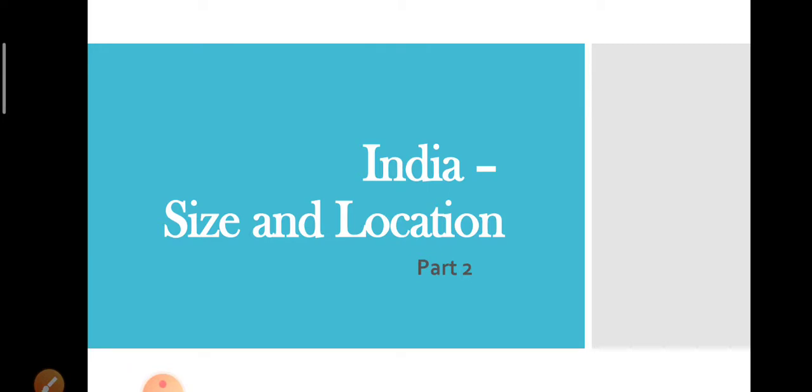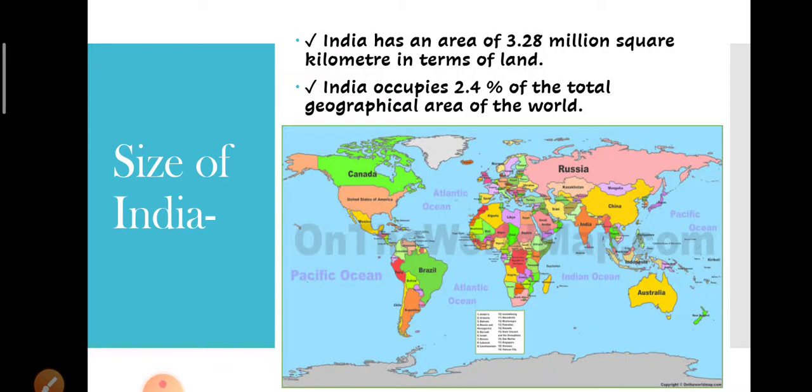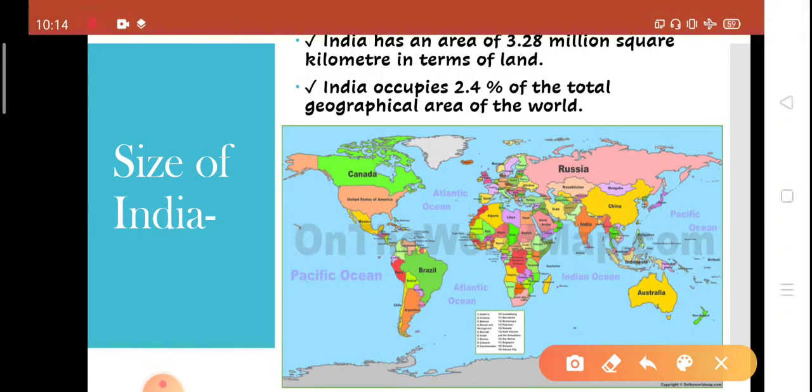So let's begin. The first point to note about the size of India is that India has an area of 3.28 million square kilometers. That means the total area of the Indian mainland is 3.28 million square kilometers. And India occupies only 2.4% of the total geographical area of the world.